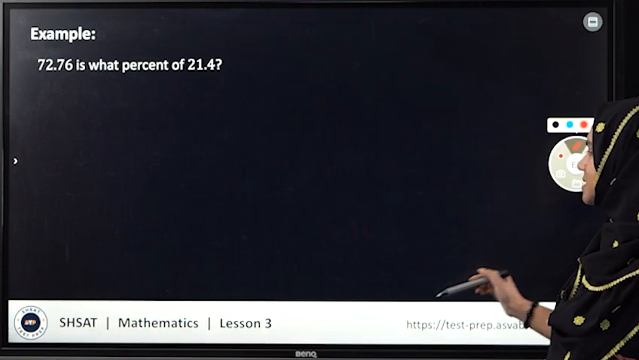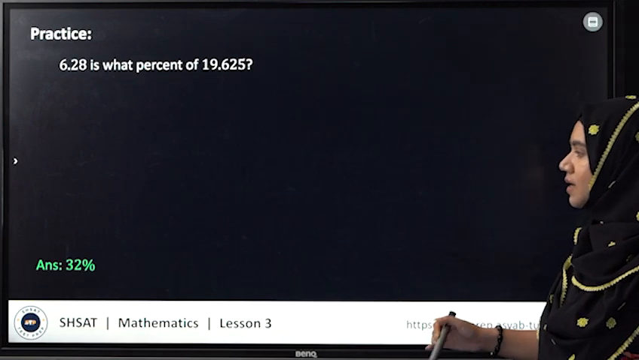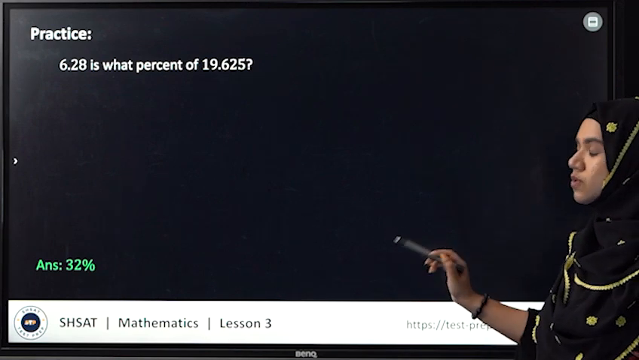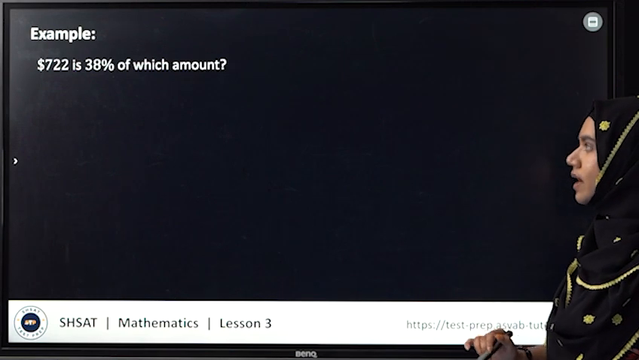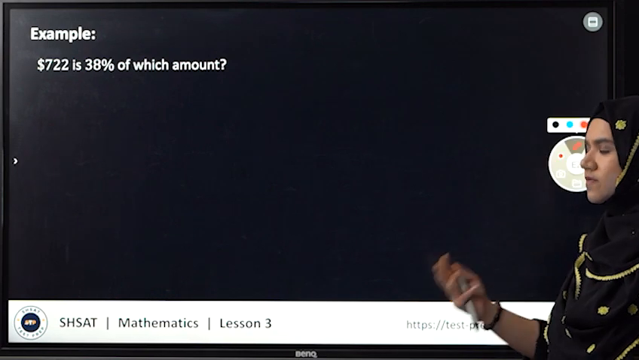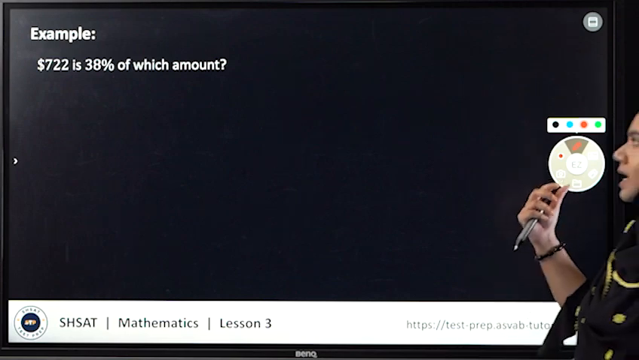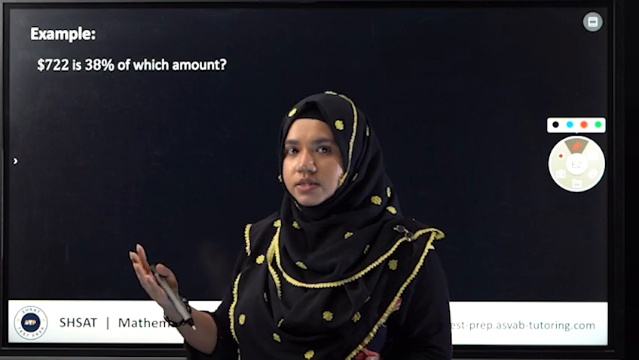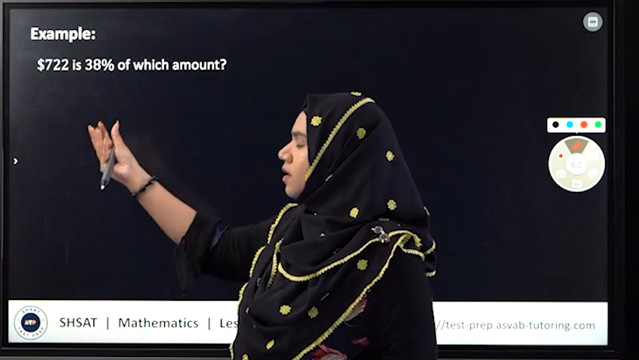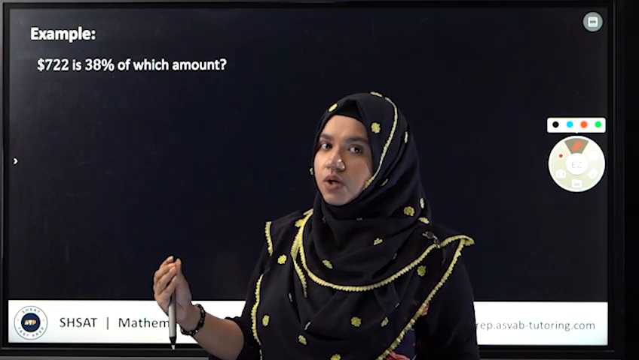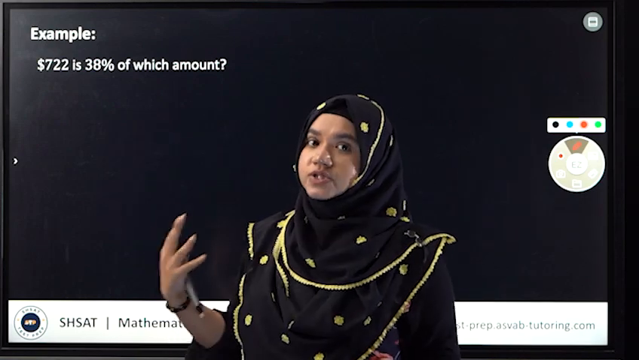So we have actually seen 2 maths in the exact same format, which is why it gives us a practice question, as you can see. Hope you do get the answer correctly as well. All right. Now, in this case, it's also one of the similar types of questions. However, it asks for the first value, as in if we go backwards, in that case, the first value that comes across, that is the amount that it's asking. $722 is 38% of which amount?